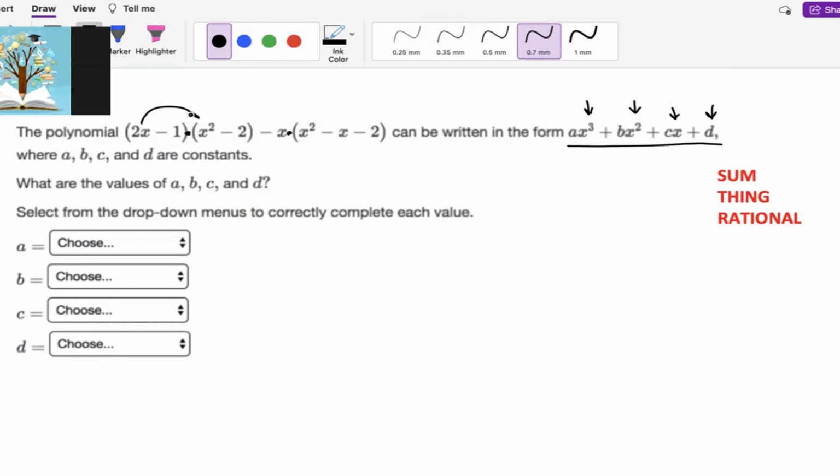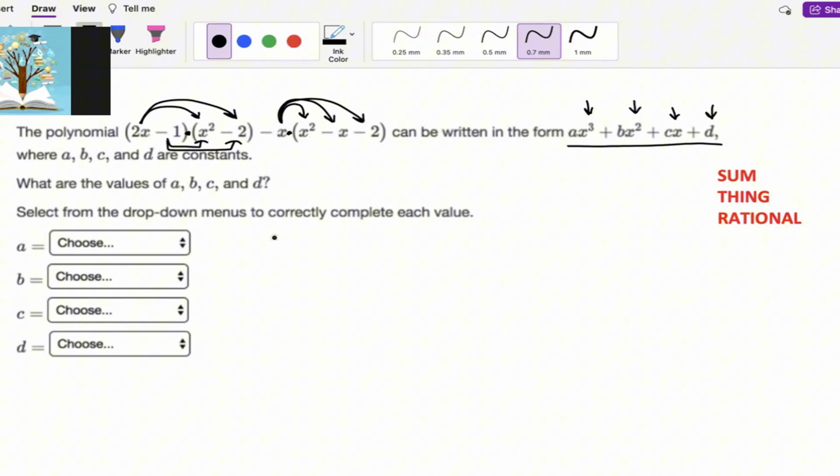Let's do distribution here. Okay, 2x over x squared and 2x over negative 2, negative 1 over x squared and negative 1 over negative 2. This is our first distribution. Second one is negative x. We can take it completely. Negative x distributed over x squared, negative x over x, and negative x over negative 2. Okay, let me write it.